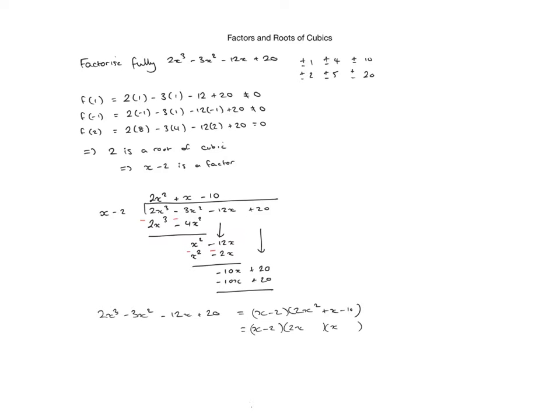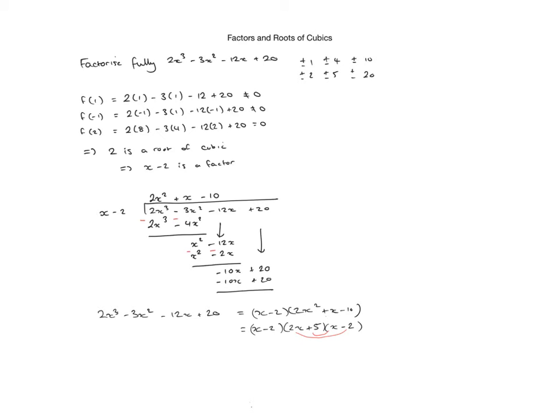So we've got 2x, and we're going to have 5 and 2, is what I'm going to take a guess. So 2x, that's plus 5 here, and minus 2 here. So that means that we're going to get, just double check that there, plus 5x minus 4x, which gives us the plus x there. So I have now put it into its linear factors and have therefore factorized fully 2x cubed minus 3x squared minus 12x plus 20.